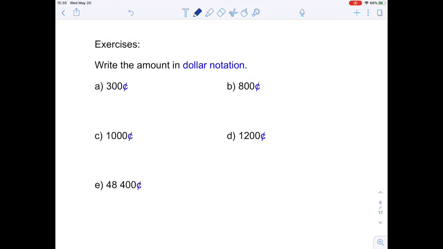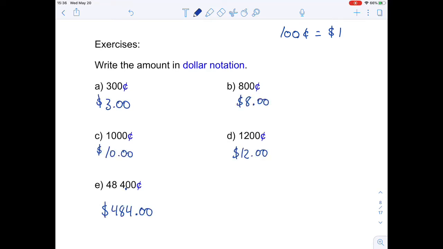All right, a few more examples for you to try here. Write the amounts in dollar notation. So you know that every 100 cents makes $1, right? So 100 cents equals $1. So 300 cents would be $3. Another way to do it is take the cent amount and divide it by 100. So if on your calculator you punched in 48,400 divided by 100, because there are 100 cents in each dollar, your calculator would come up with $484.